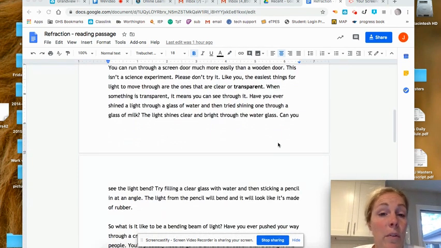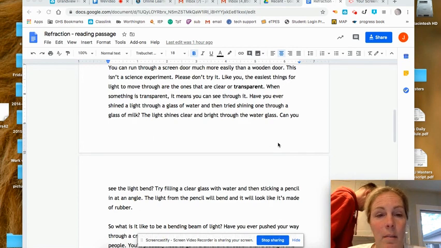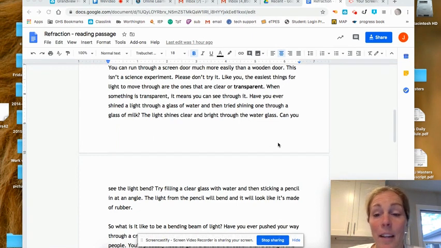You can run through a screen door much more easily than a wooden door. This isn't a science experiment. Please don't try it. Like you, the easiest things for light to move through are the ones that are clear or transparent. When something is transparent, it means you can see through it.